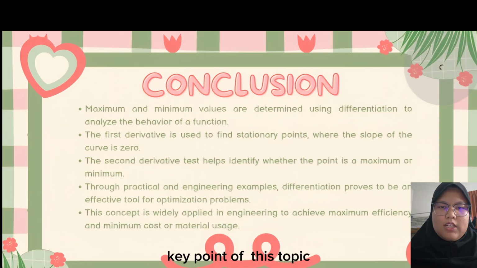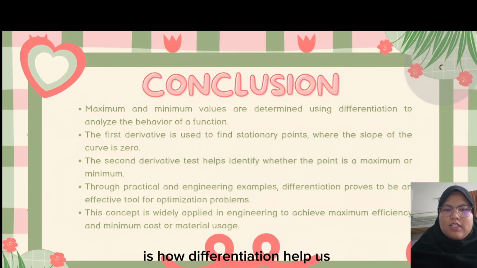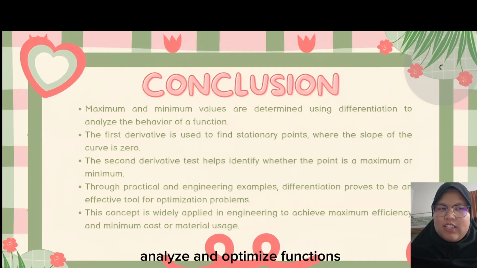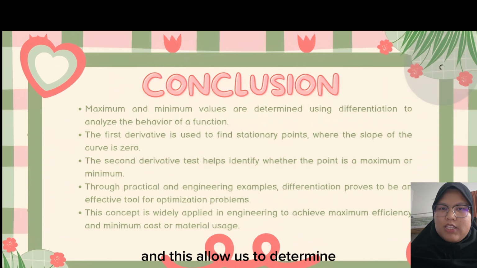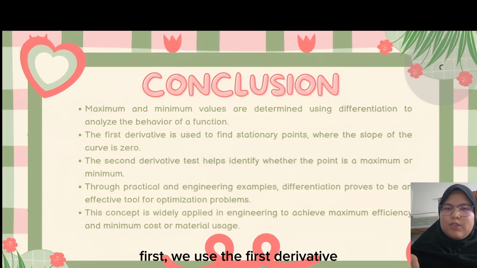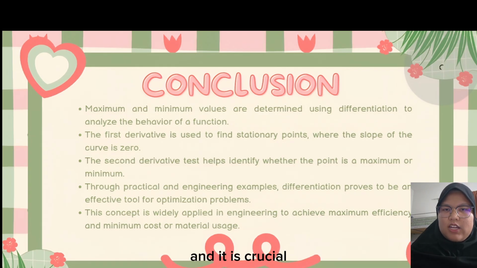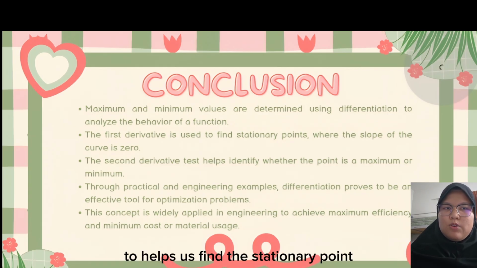To conclude, the key point of this topic is how differentiation helps us analyze and optimize functions. We use differentiation to determine the maximum and minimum values of a function, and this allows us to determine the behavior of a system and identify the most optimal points. First, we use the first derivative, and it is crucial to help us find the stationary point.